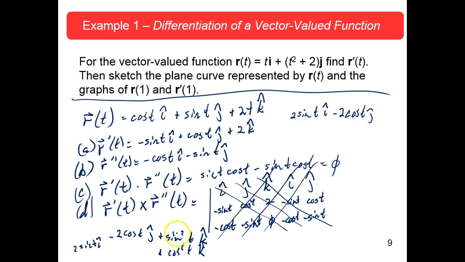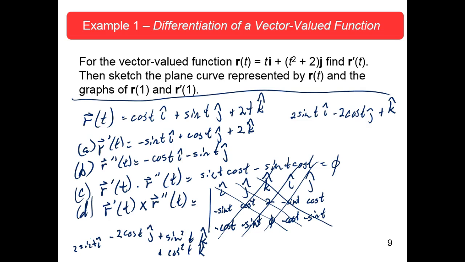And then when you add these two together, what's sine squared plus cosine squared? 1, plus k. That's your cross product. Now here's a characteristic of the cross product: it's always a vector. The dot product is always a scalar. The cross product is always a vector.